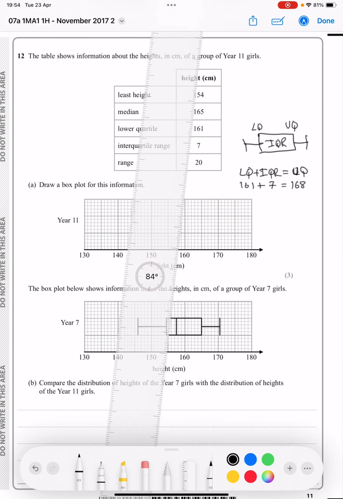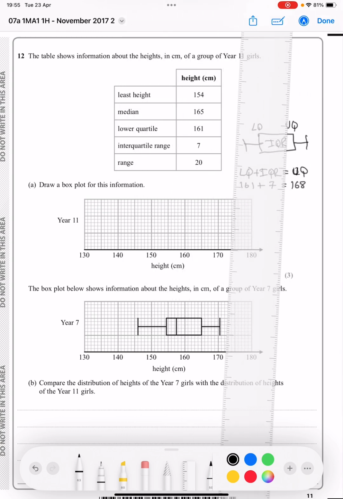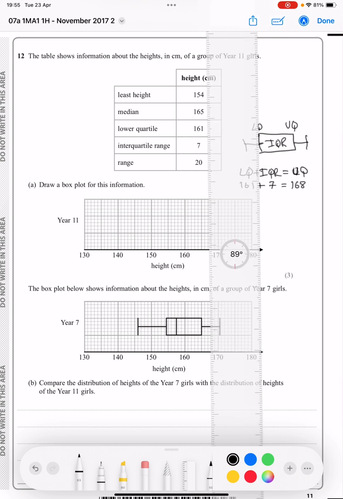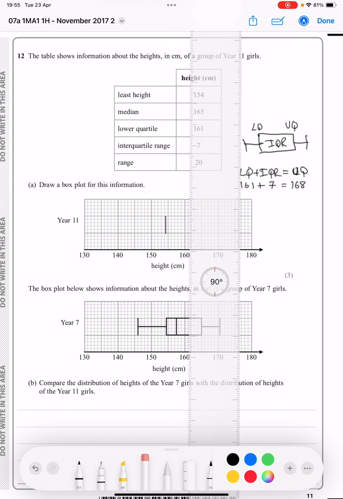I've got my ruler out. First of all, my least height is 154. Check your scales. Yeah, I can see that it's going up in ones. So I get my 154, which is basically there, and make sure we usually have it floating. Now the one below, probably use that as an idea of what it looks like. It doesn't matter how long the lines are. So I've got 154. My lower quartile is 161.